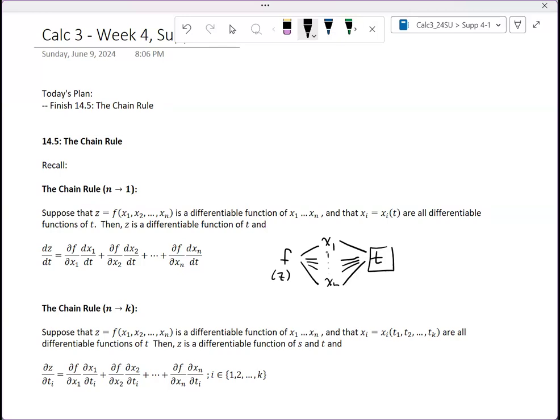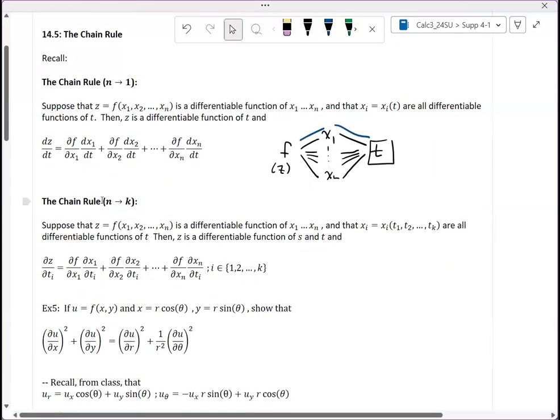Again, we think of z or f as only being ultimately a function of this one variable t. So this is a regular derivative that's equal to partial of f with respect to x1 times dx1 dt, because again, x1 is only a function of t. So we're following this path for this first term. And then we just iterate down all of the paths that take us from f over to t, going term by term.